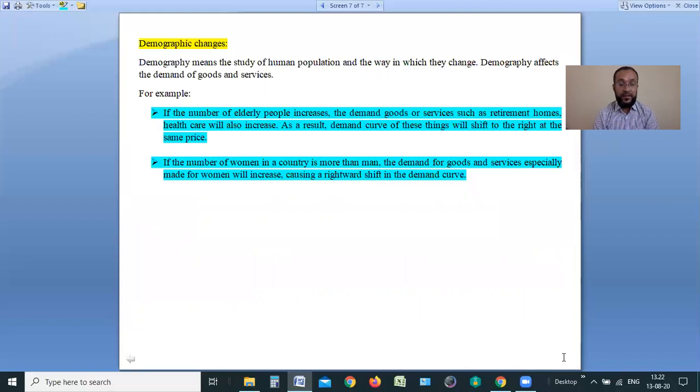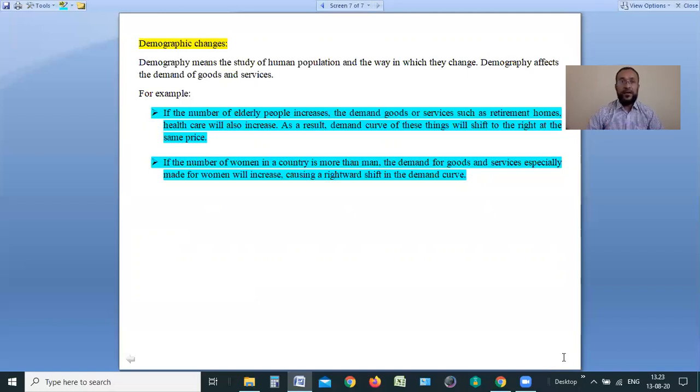Now let's turn to the next and last factor, demographic changes. What does demography mean? Demography means the study of human population and the way in which it changes. Demography affects the demand for goods and services. For example, if the number of elderly people increases, the demand for goods and services such as retirement houses and healthcare will also increase. As a result, the demand curve for these things will shift to the right at the same price. Again, if the number of women in a country is more than men, the demand for goods and services especially made for women will increase, causing a rightward shift in the demand curve.